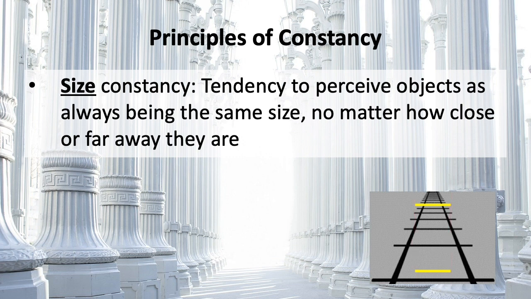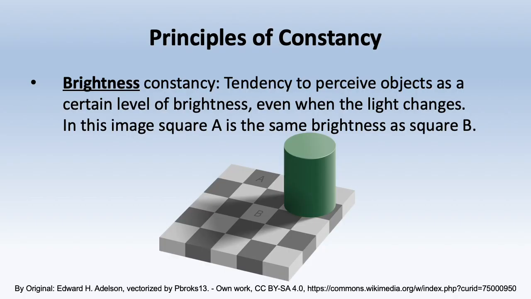The size constancy is really just that your mind is tricked into thinking that objects are the same size, no matter how close or far away they are. Now, this is the principle of brightness constancy.